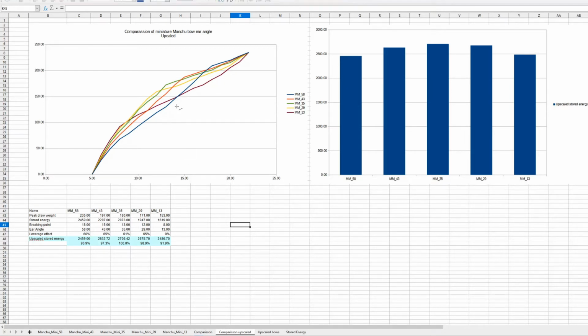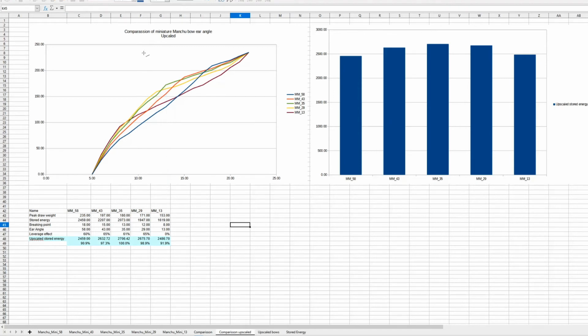That's because MM35, the green one, has its breaking point at 13 centimeters. And 13 centimeters is the point in the middle of 5 and 22 centimeters. If it would be 13 and a half, a little bit above, then it would have even more energy. And that means you have built up energy for half your draw, and you have flattened out the curve for the other half of the draw, and then you have the most amount of stored energy in your bow.